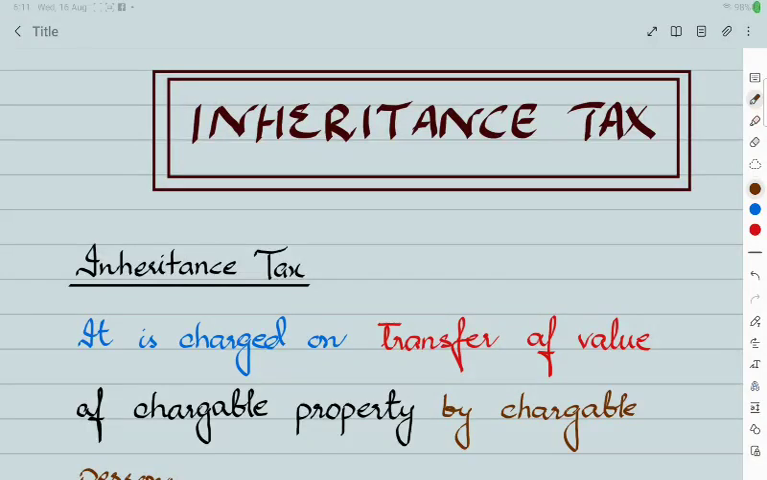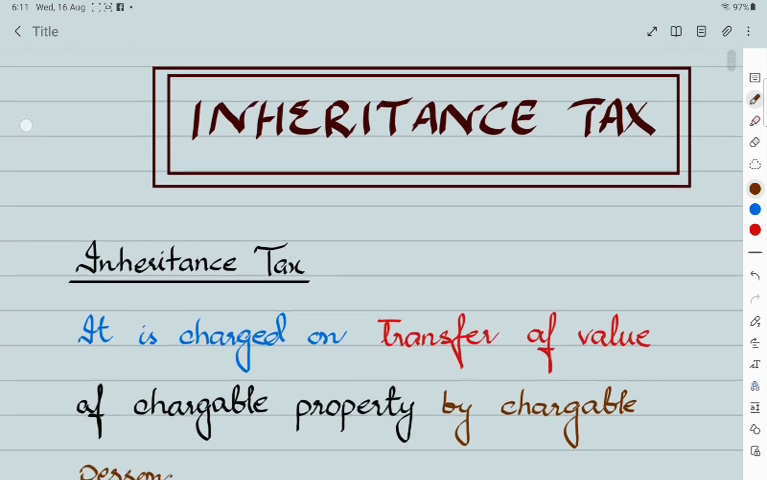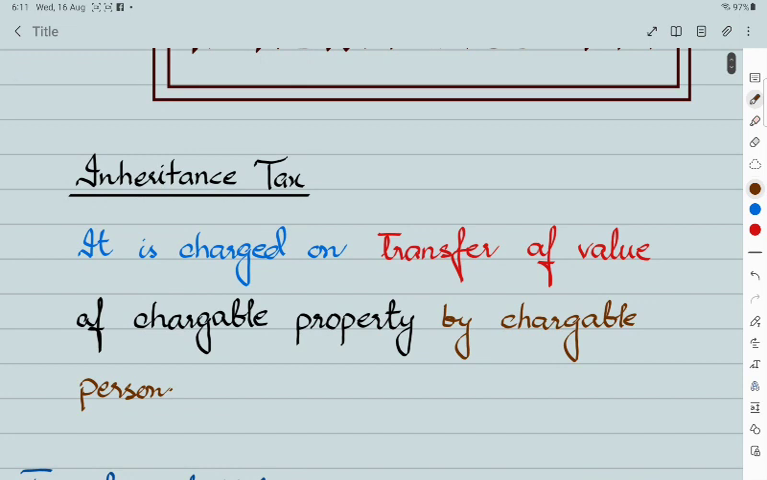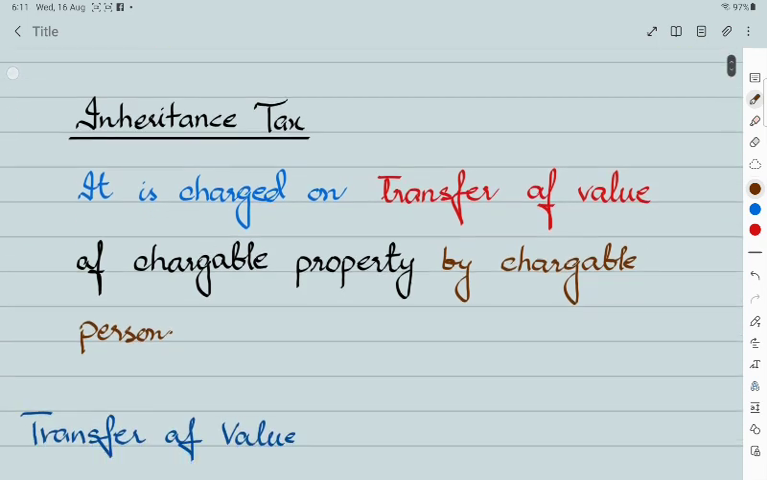Welcome again. Our next topic is inheritance tax, a very important topic in the syllabus of F6 ACCA. So let's start. Inheritance tax. It is a charge on transfer of value of chargeable property by a chargeable person.